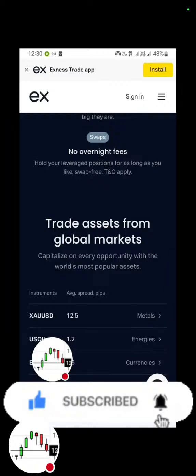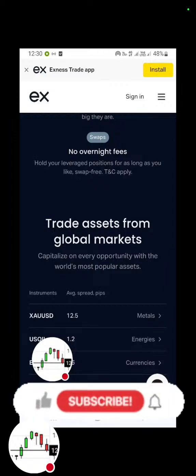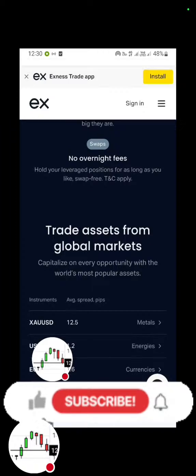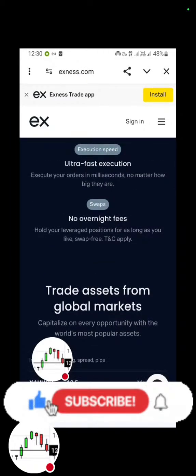Actually, the last one, they say you can leave your trade for more than days. So there's no swap, there's no commission.